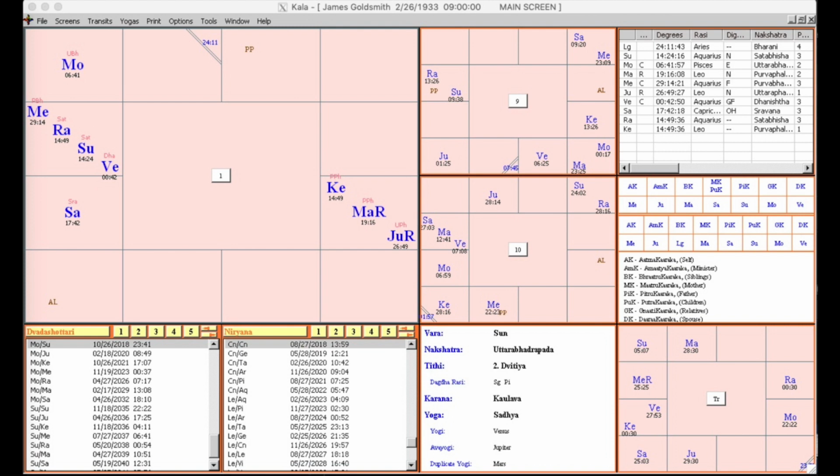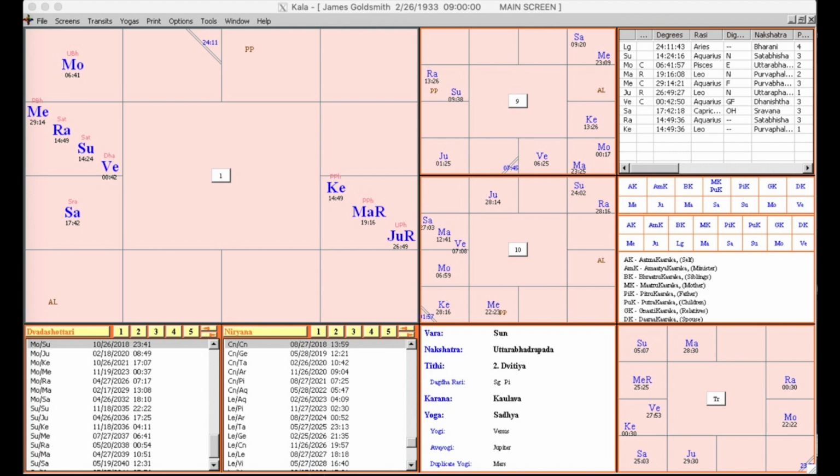They have 3 planets in the sign of Leo, Mars, Jupiter, and Ketu. 2 of these planets are fiery planets, Ketu and Mars. And the sign of Leo is fiery. So this guy has passion.